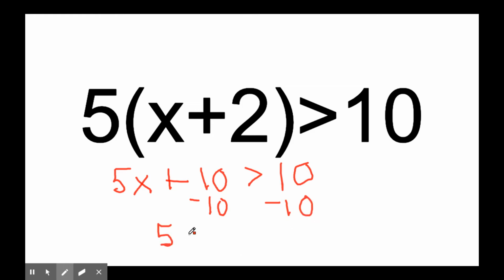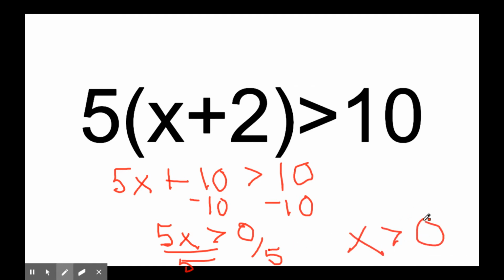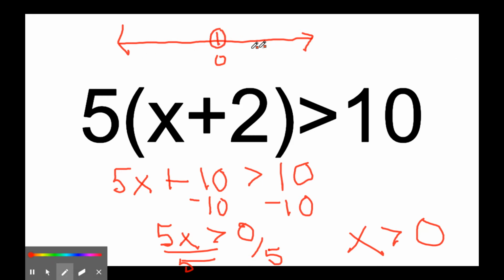Now I have 5x is greater than 0. Divide 5 by 5, and x is greater than 0. So now I'm going to graph that. Here's 0 on my number line. Now, since it's greater than and there's no or equal to, I'm just going to put an open circle because it's not included in my solution set, but everything that's greater would be included.